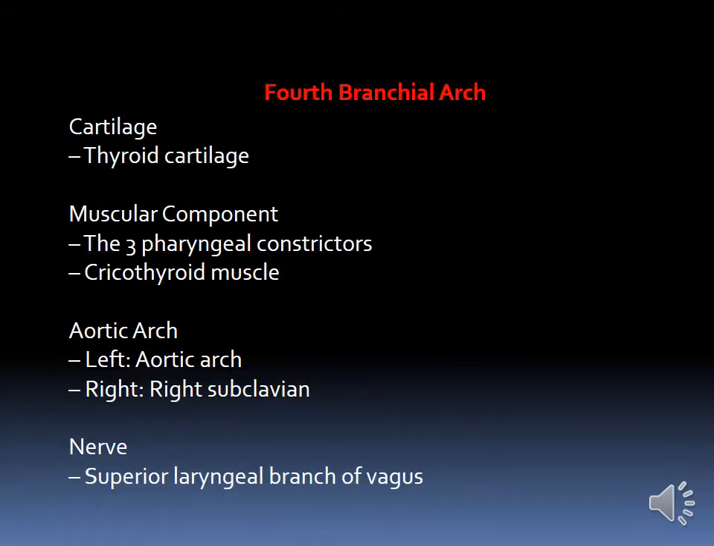And the fourth branchial or pharyngeal arch gives the thyroid cartilage, the pharyngeal constrictors, and the cricothyroid muscle. It is supplied by the aortic arch and the right subclavian artery. The nerve is the superior laryngeal branch of the vagus nerve.